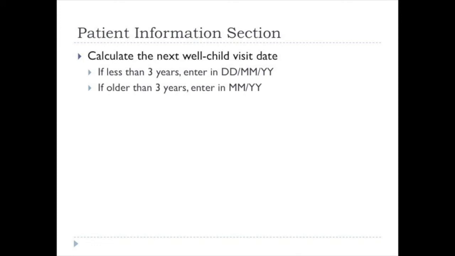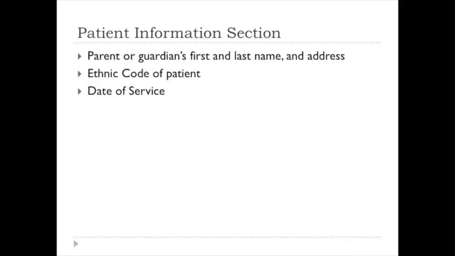Calculate the next well-child visit date per the periodicity schedule. If the child is under 3 years old, enter this date including the day. If the child is over 3 years old, write just the month and the year. If you cannot project more than a few months ahead for scheduling appointments, just add the required interval plus 1 day between visits to determine the next exam return date. Write the responsible adult's first and last name and address, the patient's ethnic code, and the date of service.